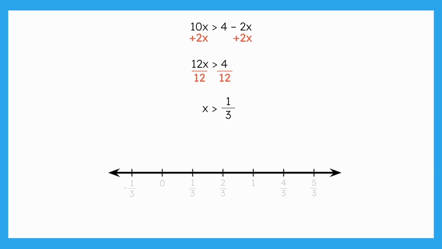To graph this solution on a number line, I'll make this number line using increments of 1/3. So, my open circle goes above 1/3. Since numbers greater than 1/3 are to the right, my arrow extends to the right. Pause the video and make any additional notes you'd like before you move on.